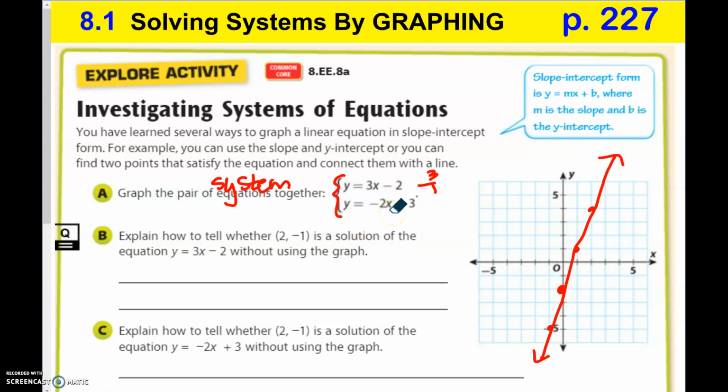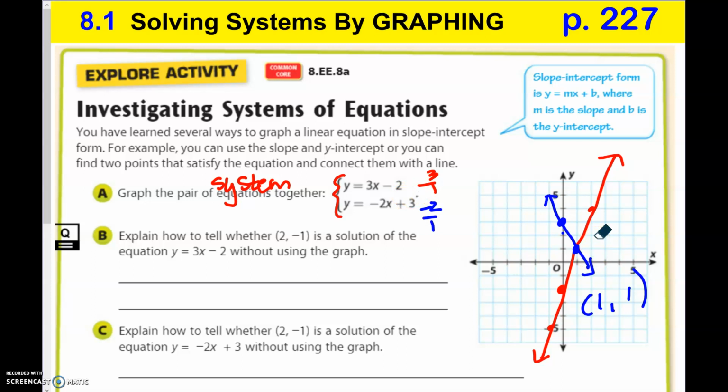All right, second equation. This y-intercept is a 3, 1, 2, 3. And this slope is a negative 2 over 1. So I am going to go down 2 over 1. Well, look at that. The blue and red line have already met. Where are they meeting? The blue and red line are meeting at the ordered pair 1, 1. So the solution to this system is 1, 1.